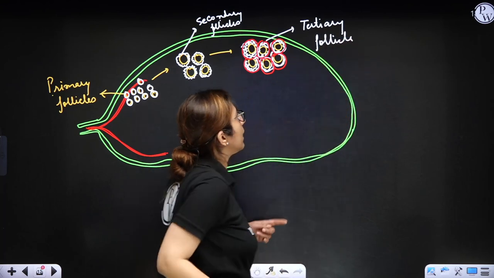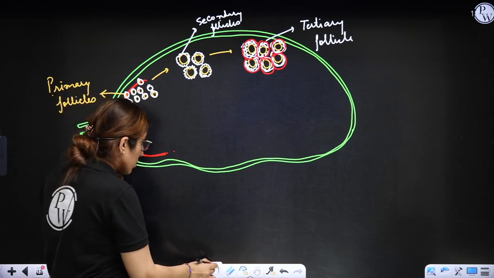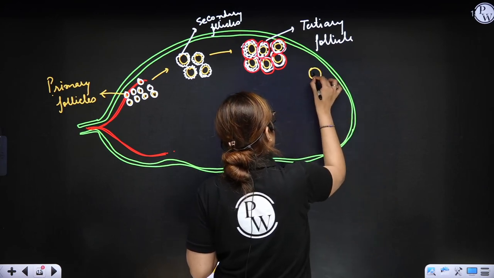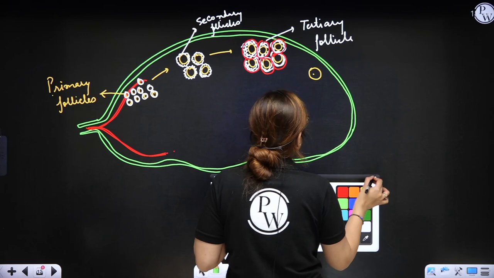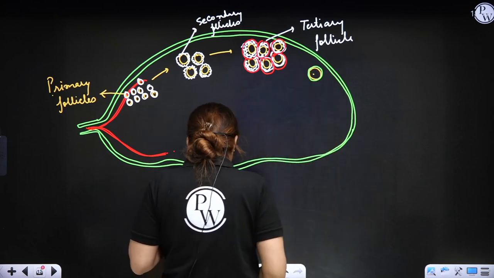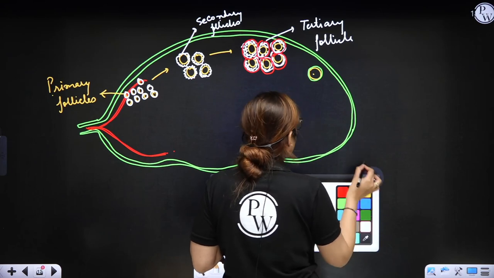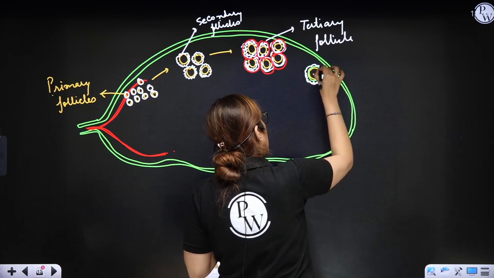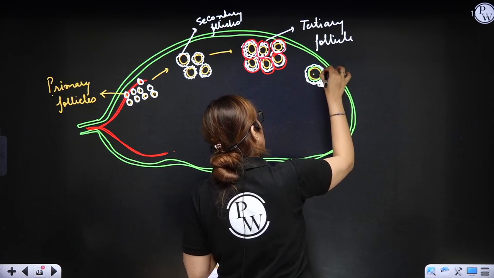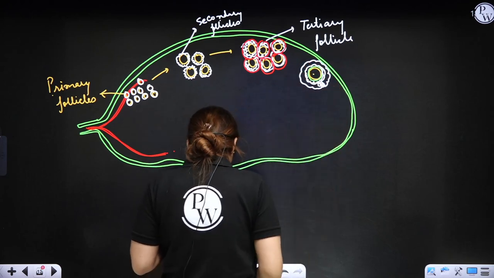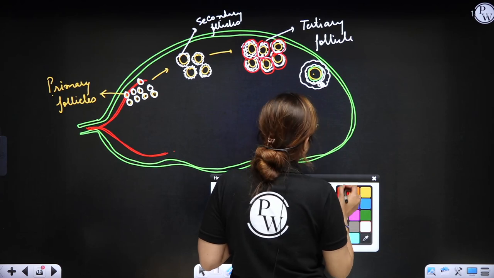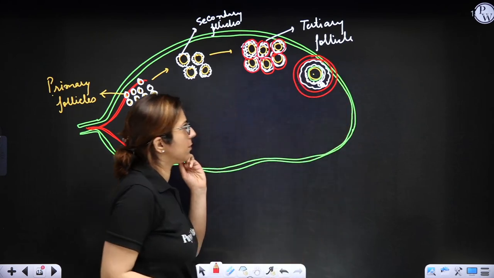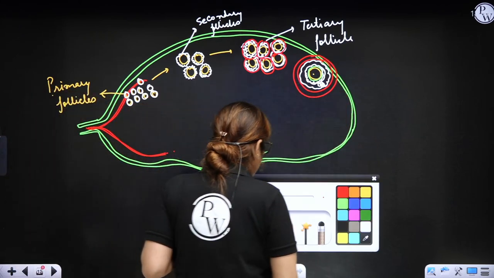And now I'm only making one diagram of a graafian follicle because of lack of space. So this is a secondary oocyte. Clear? Outside the secondary oocyte, we have a layer of zona pellucida. Then we have some layers of corona radiata. Then they form a bridge-like structure like this. And outside we have two layers. Let's draw that in red color. They have theca externa and theca interna respectively. Clear? Now I'll label this, don't worry.